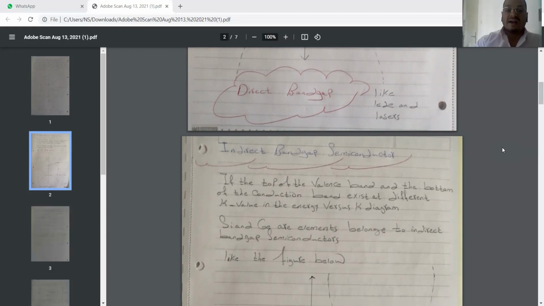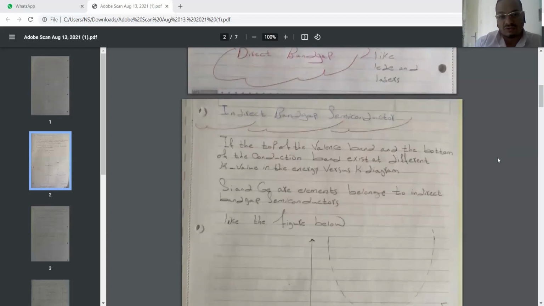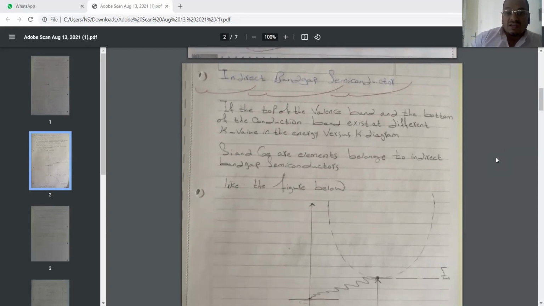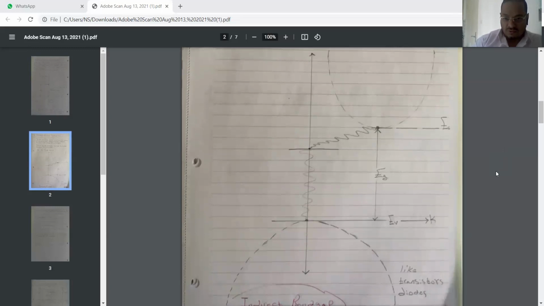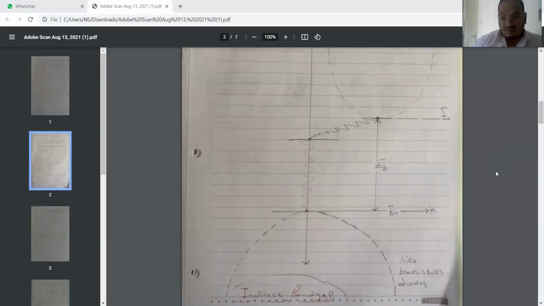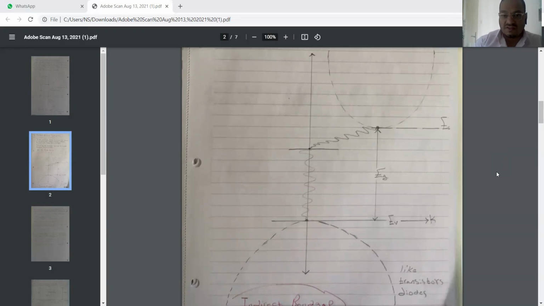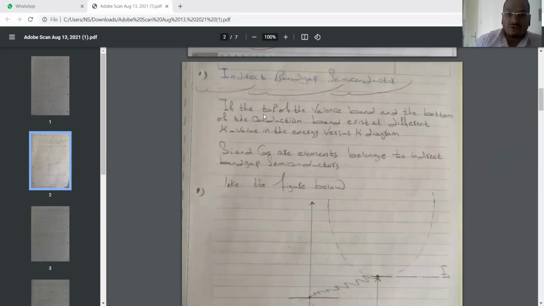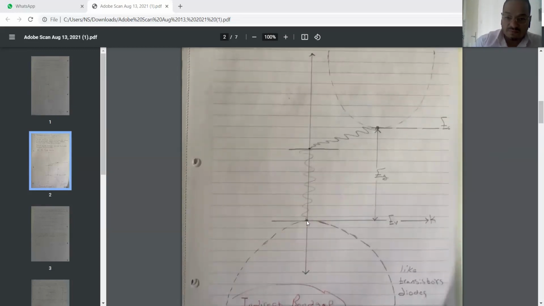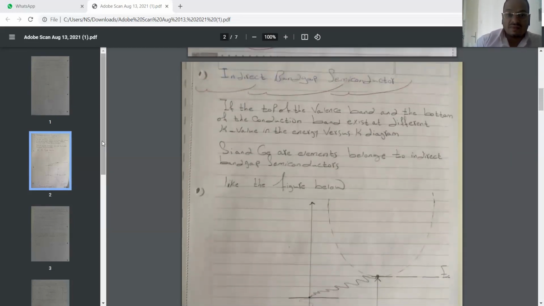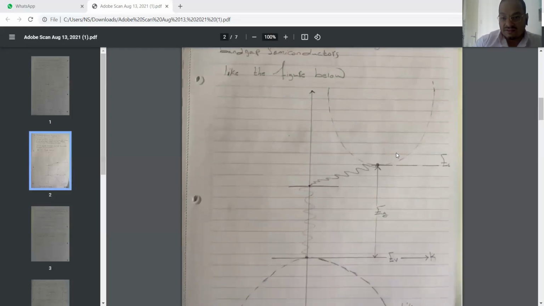Now let's talk about the second kind of bandgap semiconductor. This is the indirect. Now let's explain why we call this situation indirect. What is the difference? Here, this diagram is different and sure important to us to understand the main point. If the top of the valence band, like I say, is this point, and the bottom of the conduction band, the situation here is different.